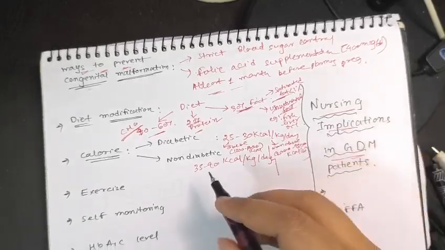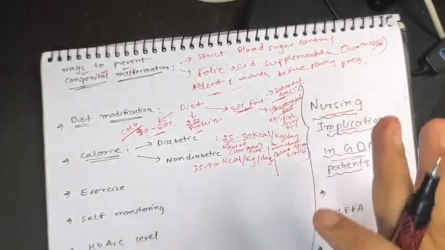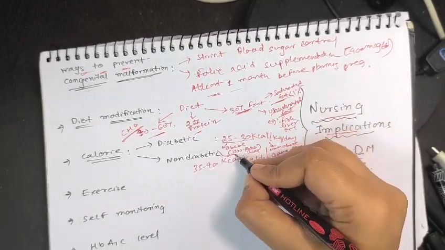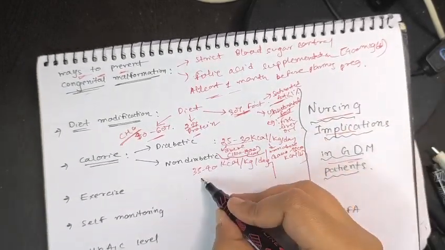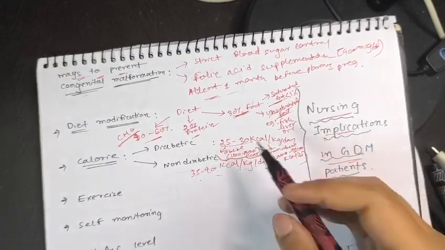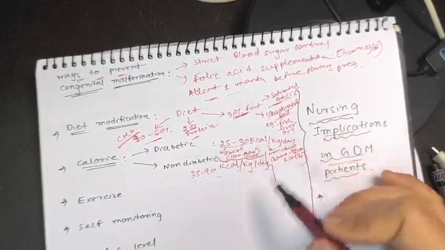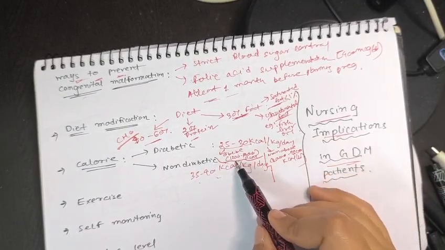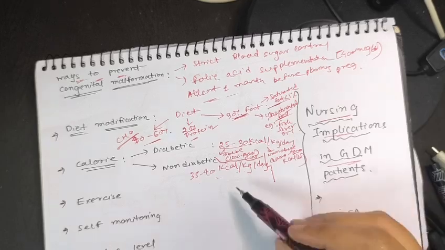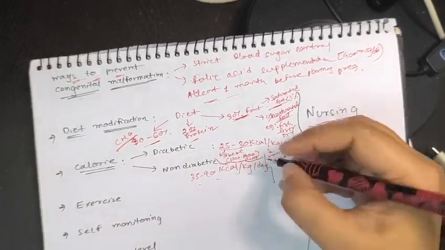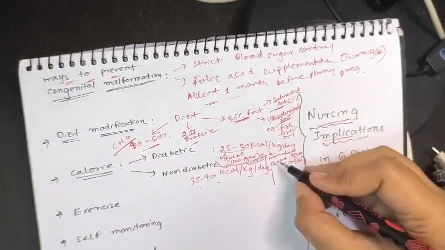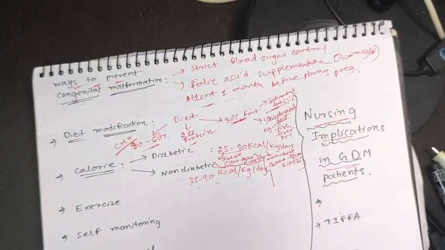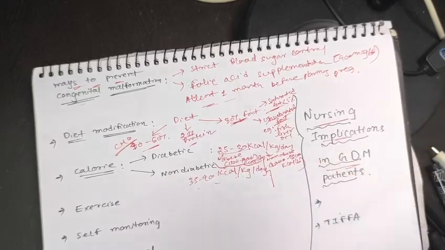So in case of diabetic, that will be 25 to 30 kilocalorie per kg per day, and in case of non-diabetic will be what? 30 to 50 kilocalorie per kg per day. Further specification I have made: if the diabetic mother is obese, then she can take 1200 to 1400 kilocalorie per day, and if the diabetic mother is non-obese, then we can increase it up to 2000 to 2500 kilocalorie per day.